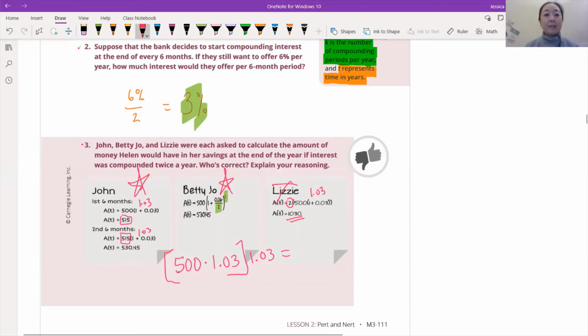So literally what we're doing is taking the 500 times the 1.03 and then times that by 1.03. So how many times are we multiplying by 1.03? And if you look at Betty Jo here, that's exactly what she does. She's saying that's just doing that twice. So here's the 1 plus. Notice she showed the work of how she got 0.03: it's the 0.06 divided by 2, which is 0.03. And then she squared that and multiplied by 500. Since it's multiplication, it does not matter which order you do it in, as long as you multiply all of them. And if you notice, her answer is the exact same thing as what John got.